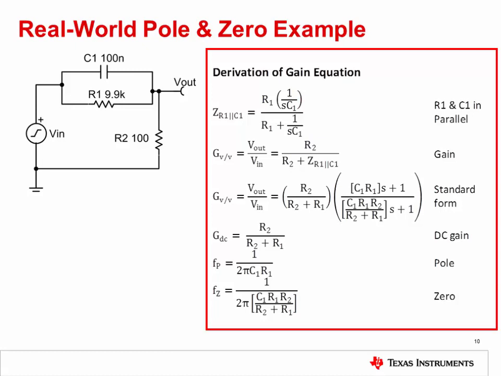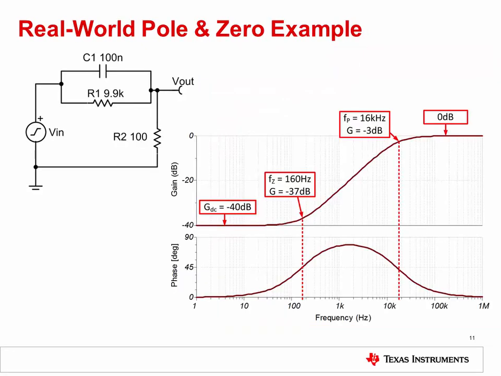Next, we will use these results to help graph this function. This slide shows the Bode plot for the example circuit. First, let's consider the gain at high frequencies and low frequencies. At low frequencies, the capacitor C1 acts like an open circuit, so you can consider this to be a simple series circuit of R1 and R2. In this case, the DC gain can be determined by using the voltage divider equation. In this example, the DC gain is minus 40 dB, or 0.01 volts per volt.